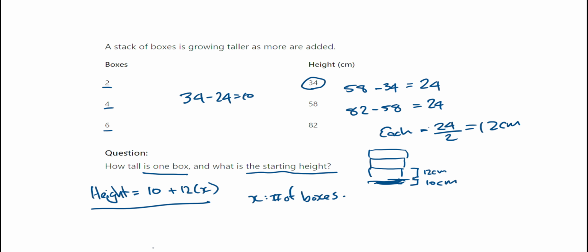There's our answer. Let's actually test it. So we've got 6, and say we didn't know what the answer was, so the height is going to be 10 plus 6 times 12, which is 72. That's 82. So yep, it works.